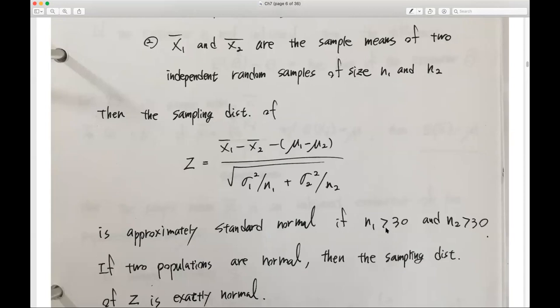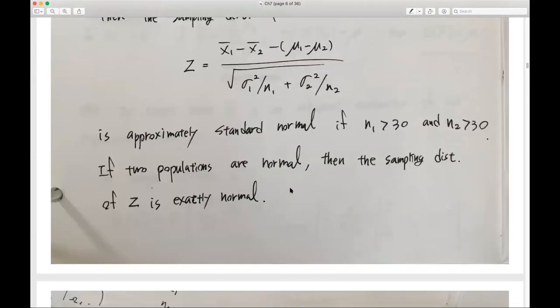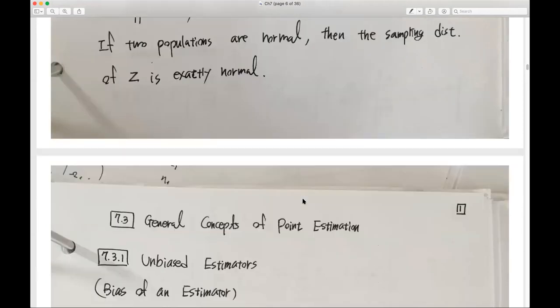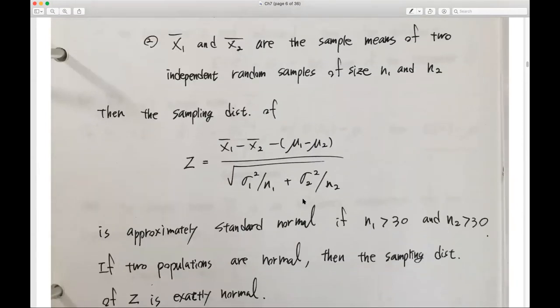This holds if both sample sizes n1 and n2 are greater than 30. If the two populations are normal, then the sampling distribution of Z is exactly normal. So the schema is this.